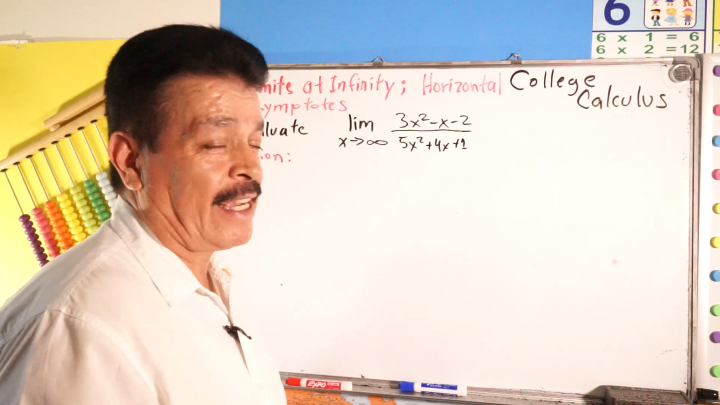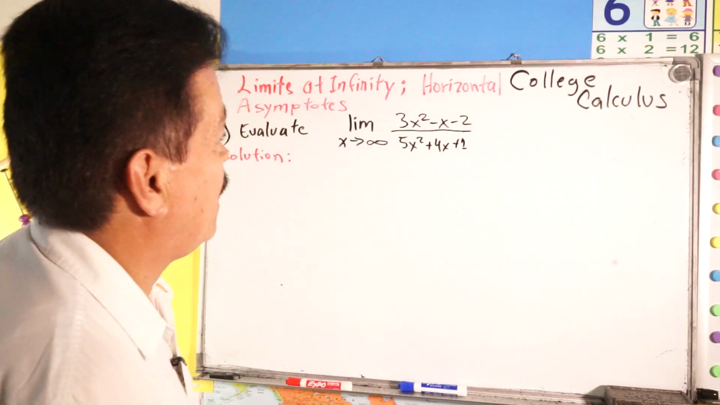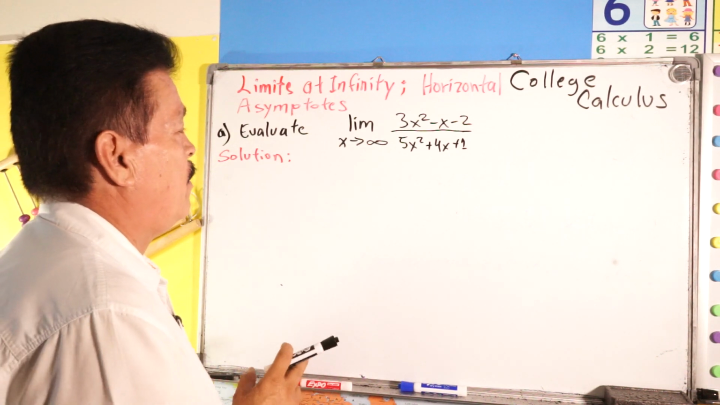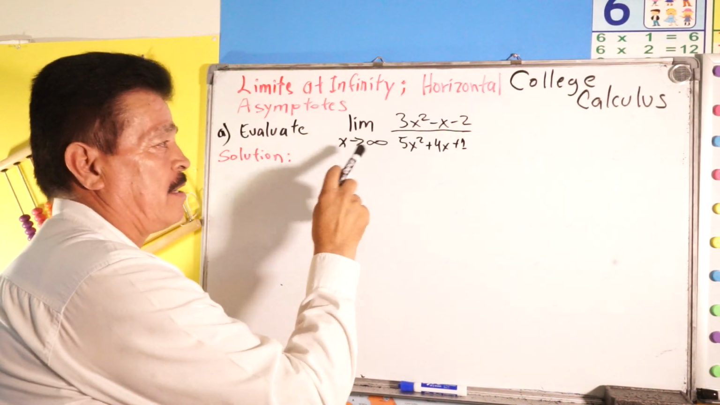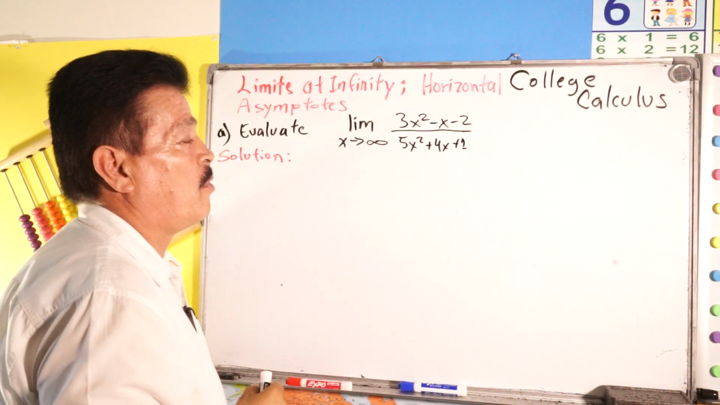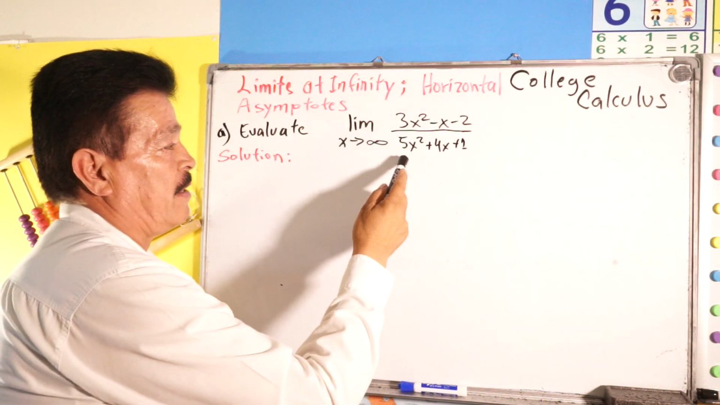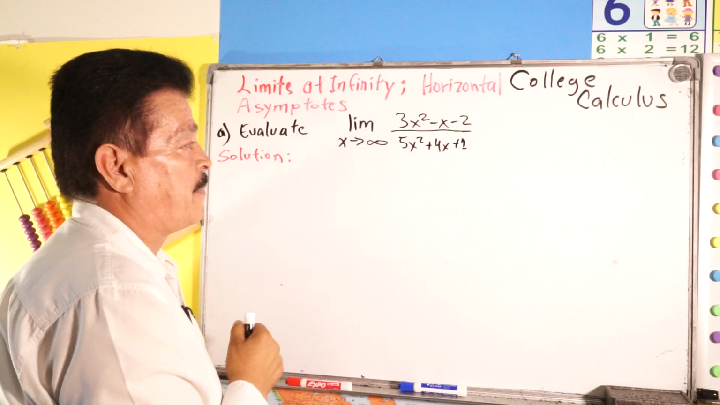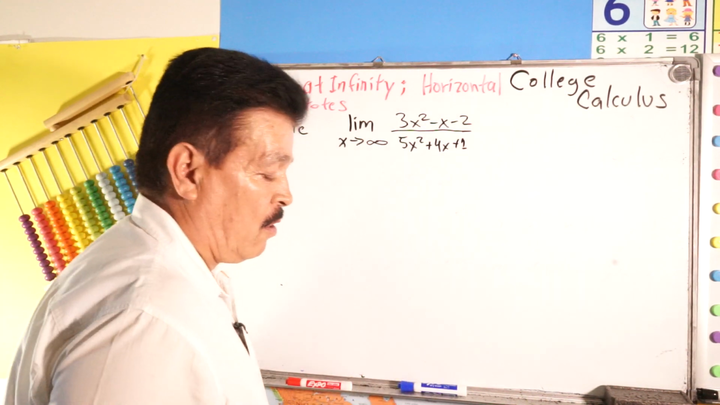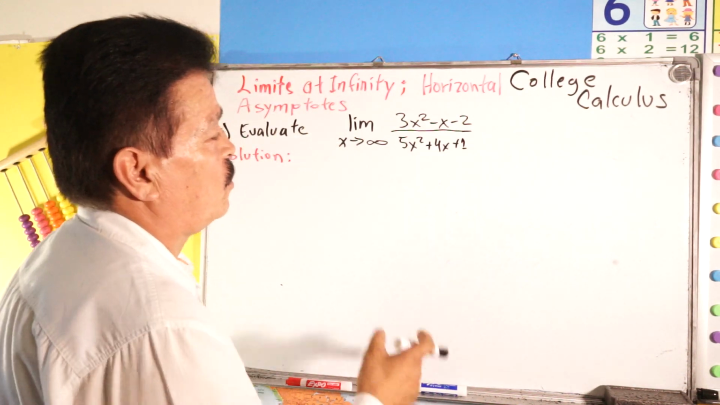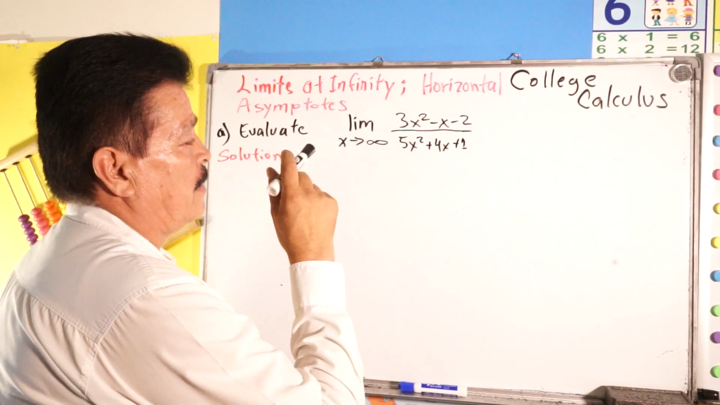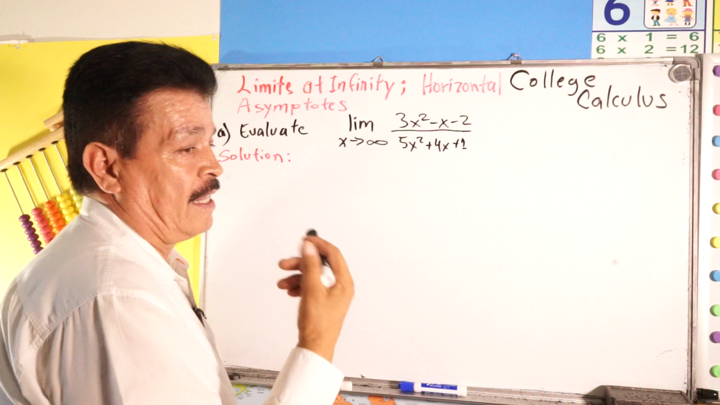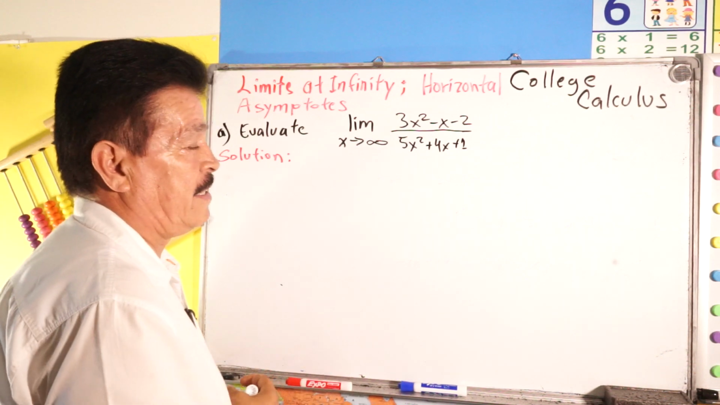Calculus, college calculus today: limits at infinity and horizontal asymptotes. Our problem is to evaluate the limit of 3x² − x − 2 divided by 5x² + 4x + 1 as x approaches infinity. Also, as we do it step by step, we have to explain what limit laws we are using.